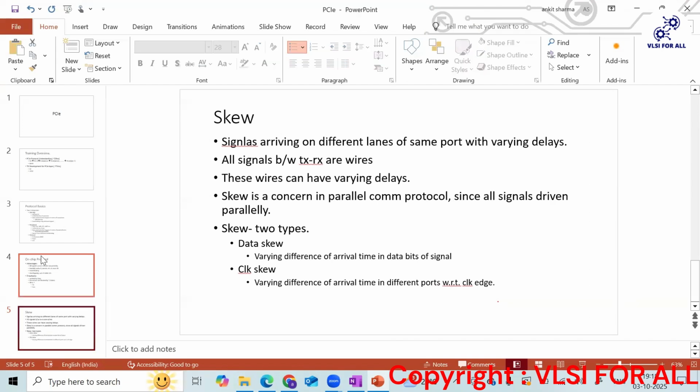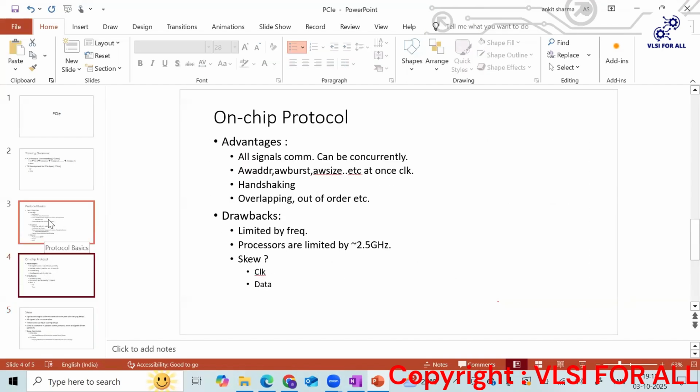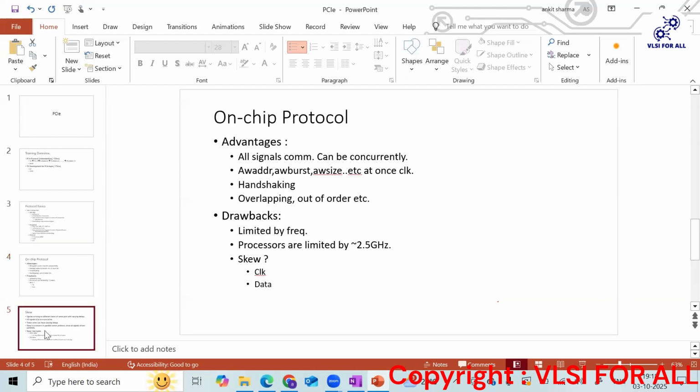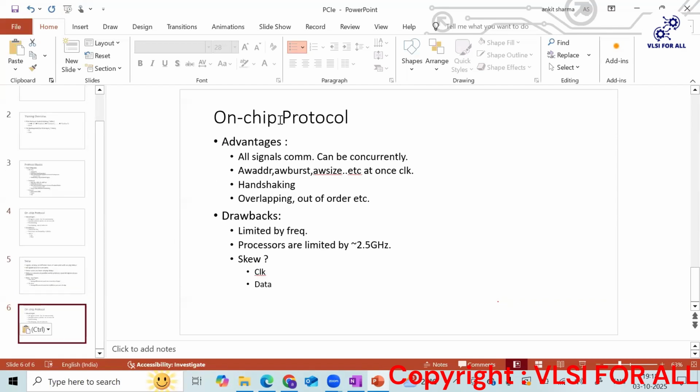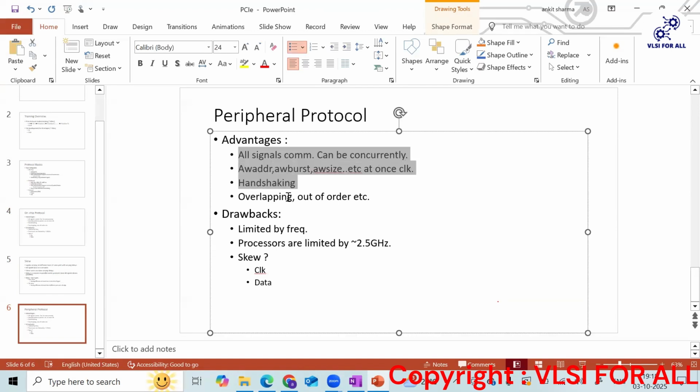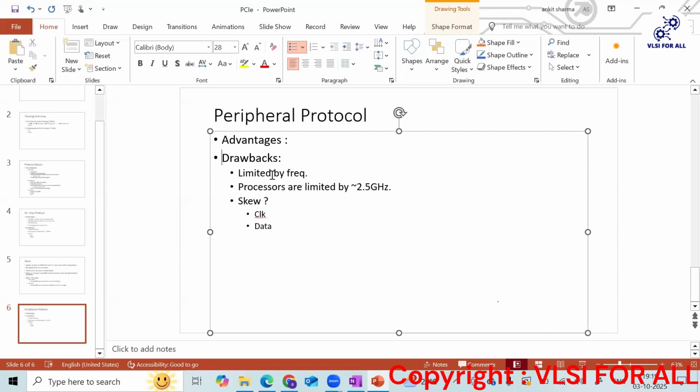So now we'll go ahead and we'll see how this problem is not there, or how about peripheral protocol. Okay. So let me take this. Yeah. So now we'll see what about peripheral protocol. So what about peripheral protocol? So can someone tell me the advantage of peripheral protocol? And we'll see some drawback also.